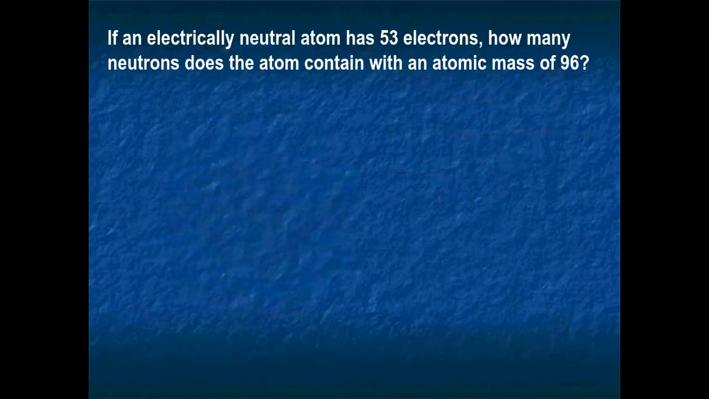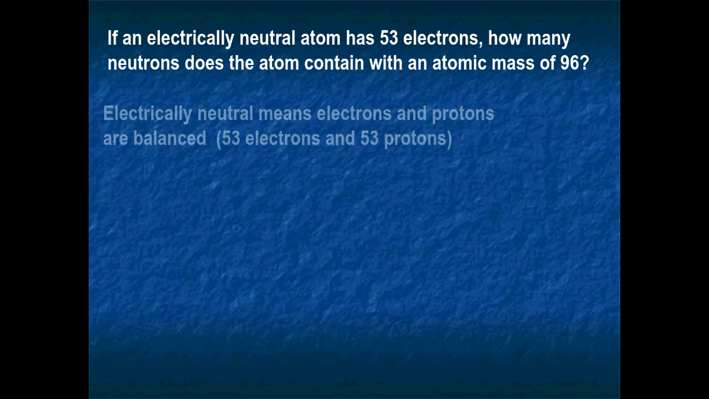If we look at this again, it says an electrically neutral atom has 53 electrons, right there. We should now know how many protons this particular electrically neutral atom has, because if it has 53 electrons, then it must have 53 protons. And if we know it has 53 protons, and we're looking for atomic mass, which is protons plus neutrons, and we know the total mass is 96, we should be able to say 96 minus 53, and that should give us our answer for the amount of neutrons.